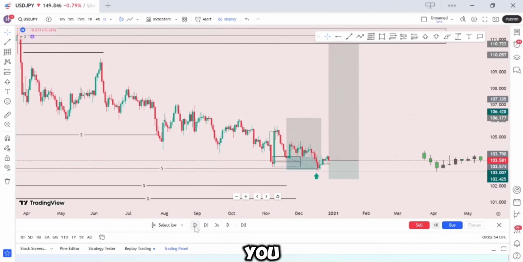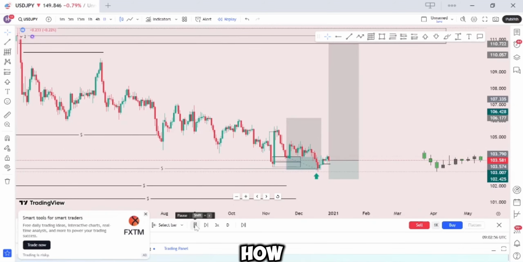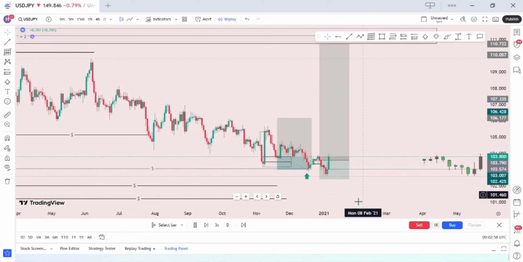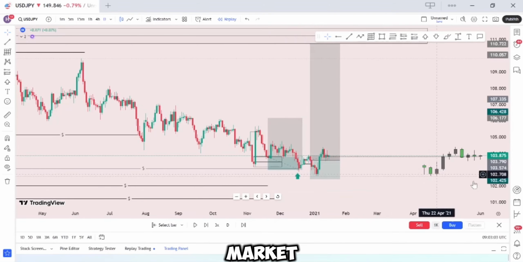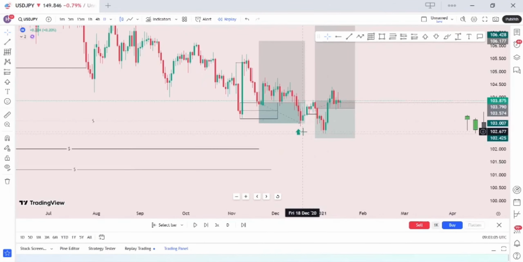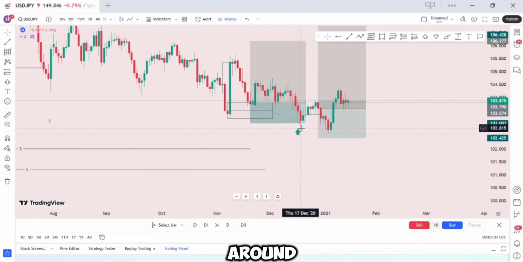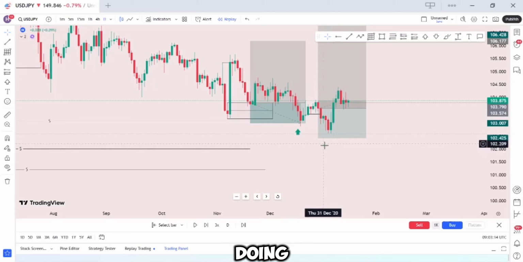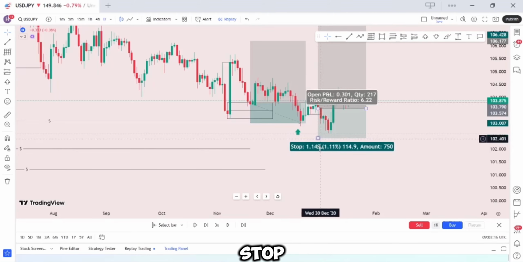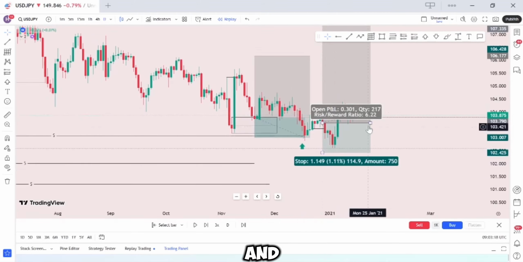Let's see how it plays out. You can see if you put your stop right here, this market might have liquidated your order. If your stop was around here, this market might have liquidated your order. Now you can see, because we are playing it safe and we know what we are doing, we shift the stop loss to be wider and we are targeting for more.